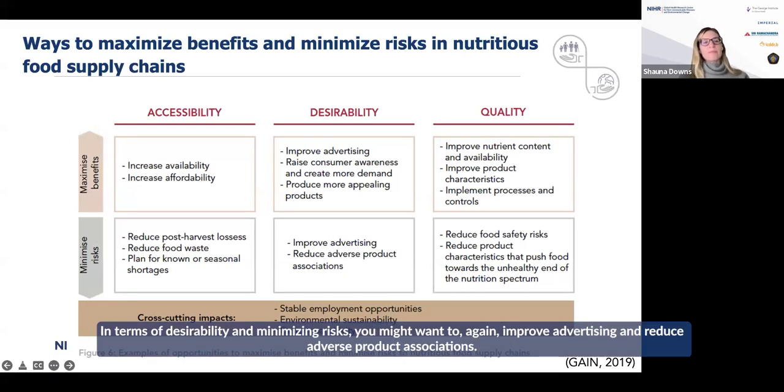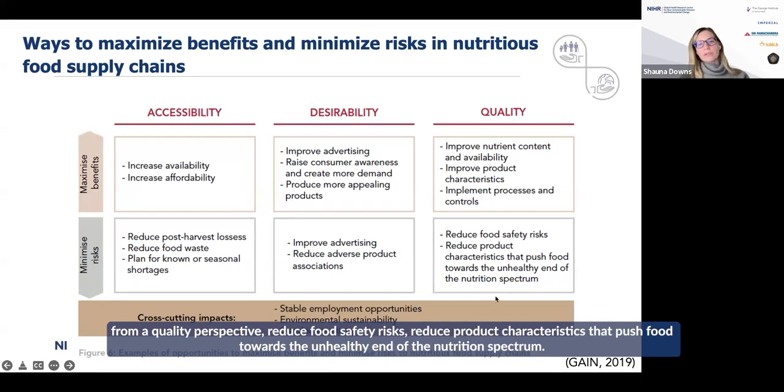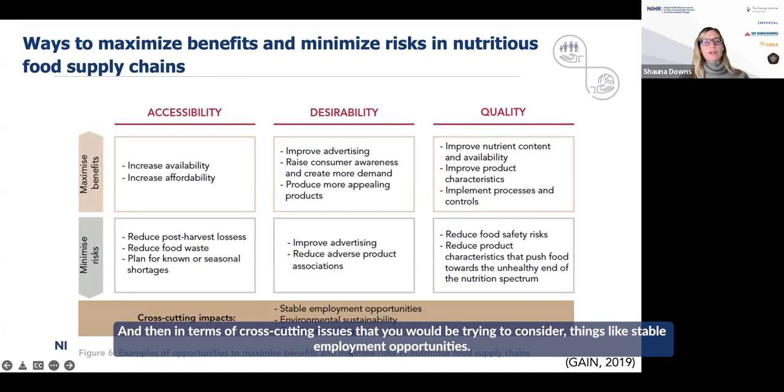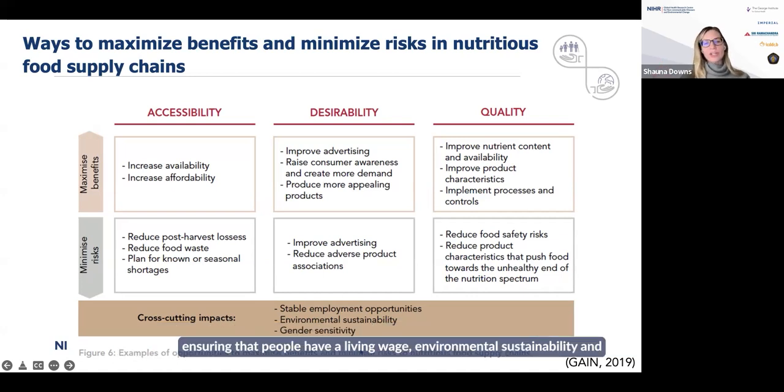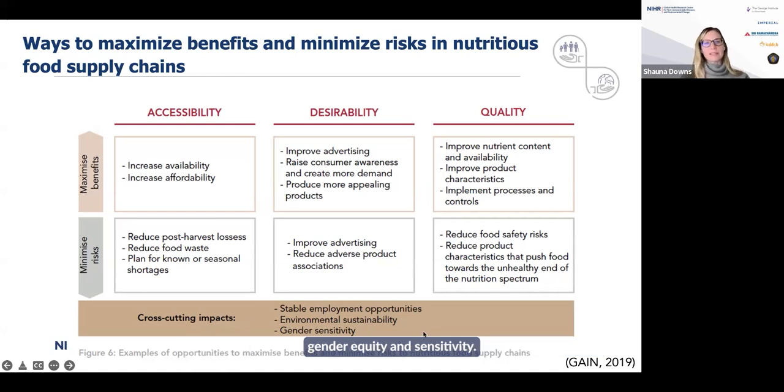In terms of desirability and minimizing risks, you might want to, again, improve advertising and reduce adverse product associations. From a quality perspective, reduce food safety risks, reduce product characteristics that push food towards the unhealthy end of the nutrition spectrum. And then in terms of cross-cutting issues that you would be trying to consider, things like stable employment opportunities, ensuring that people have a living wage, environmental sustainability, and gender equity and sensitivity.